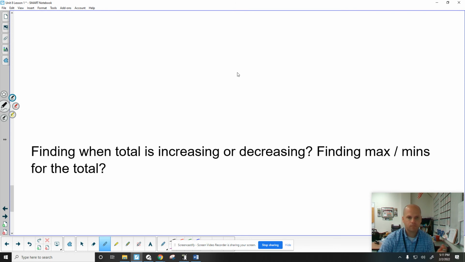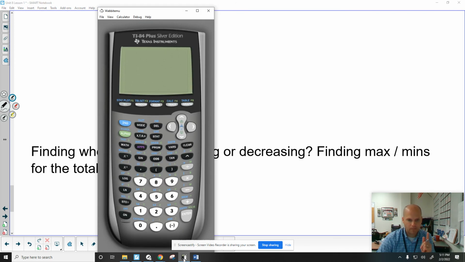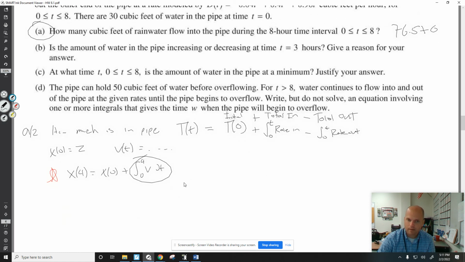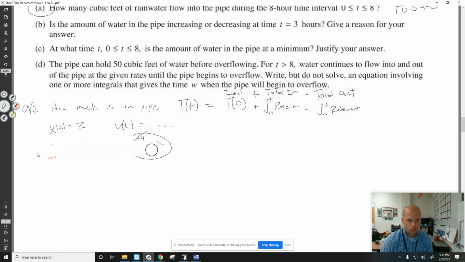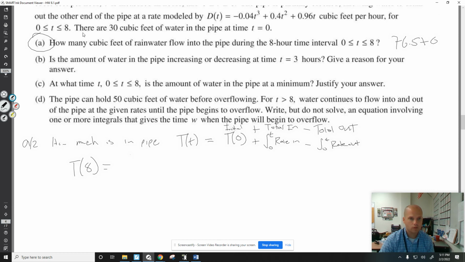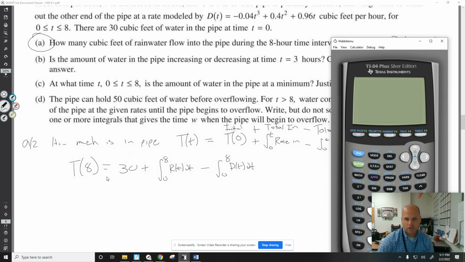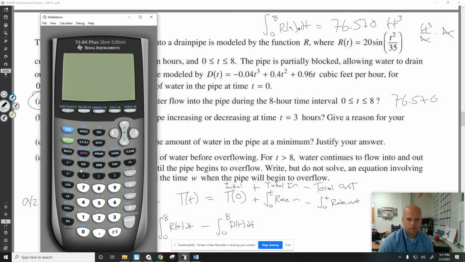Just use my calculator. So let's do that for this problem, and then we'll talk about maxes and mins and stuff like that. So I want to find T of 8. I will start with T of 0, which is 30. I will add the integral from 0 to 8 of r, which is my rate in. It's a derivative. I'll subtract the integral from 0 to 8 of d. It's my rate out, my other derivative.